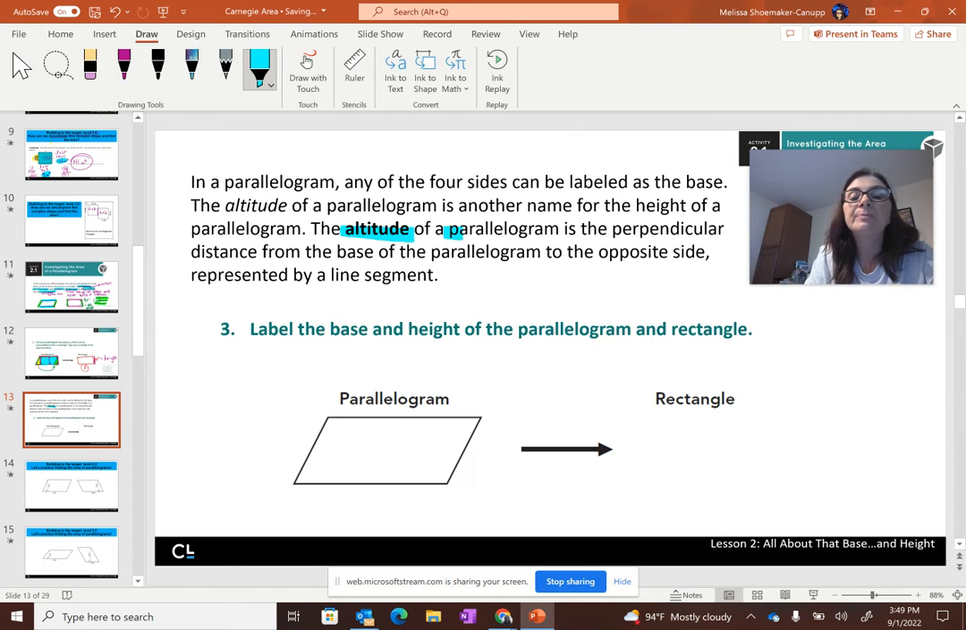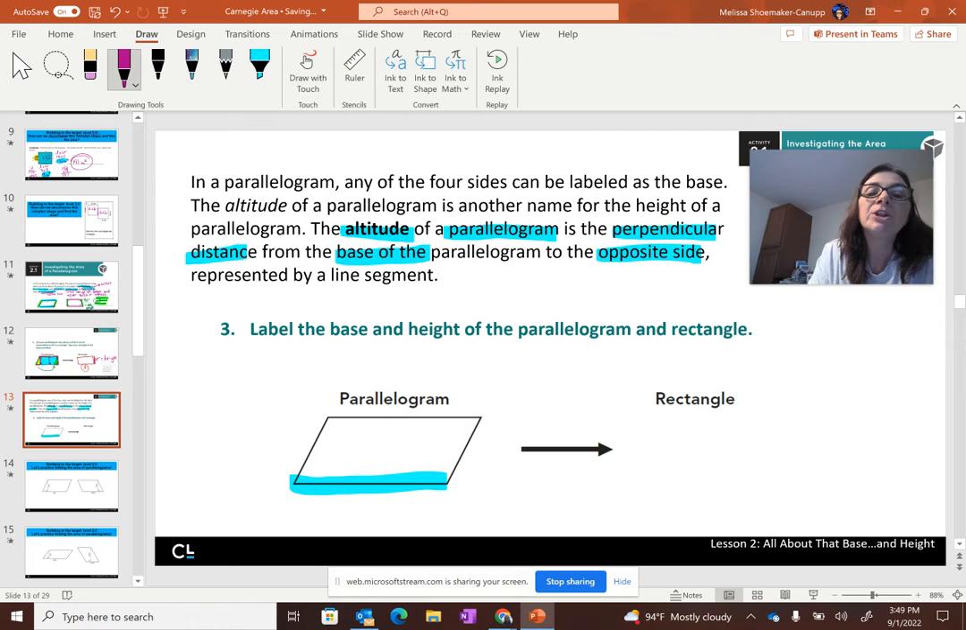The altitude of the parallelogram is the perpendicular distance from the base to the opposite side. We consider this the base. You already know what perpendicular means, you just don't know it. Perpendicular makes that right angle. That's all it is. So that's where the measurement has to come from.